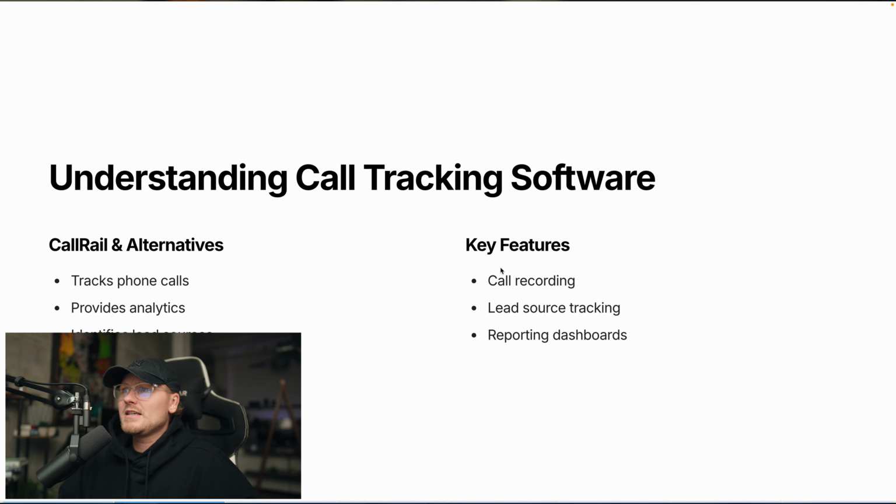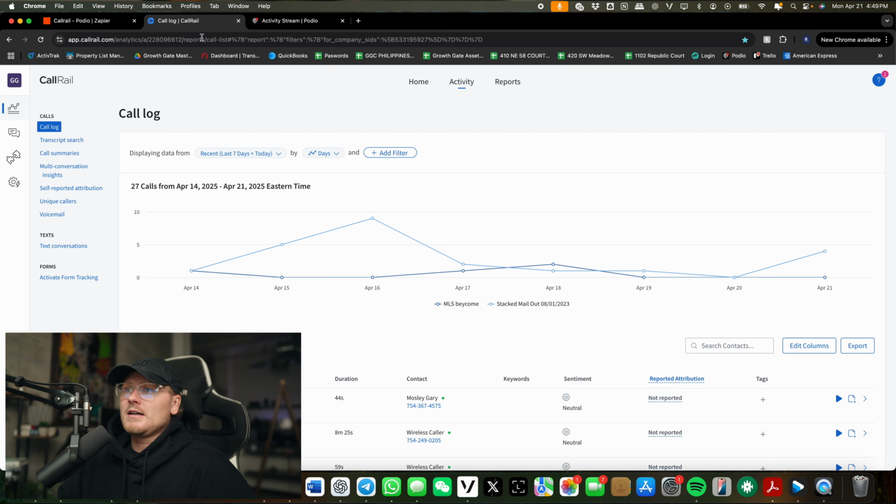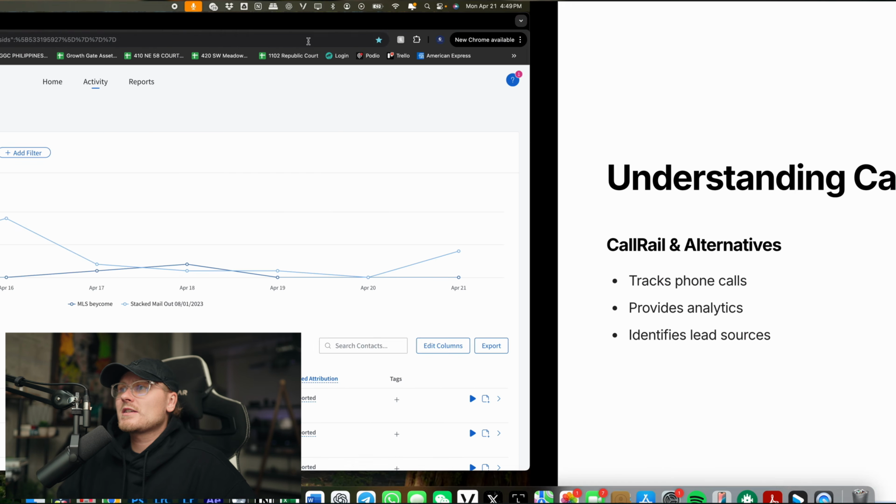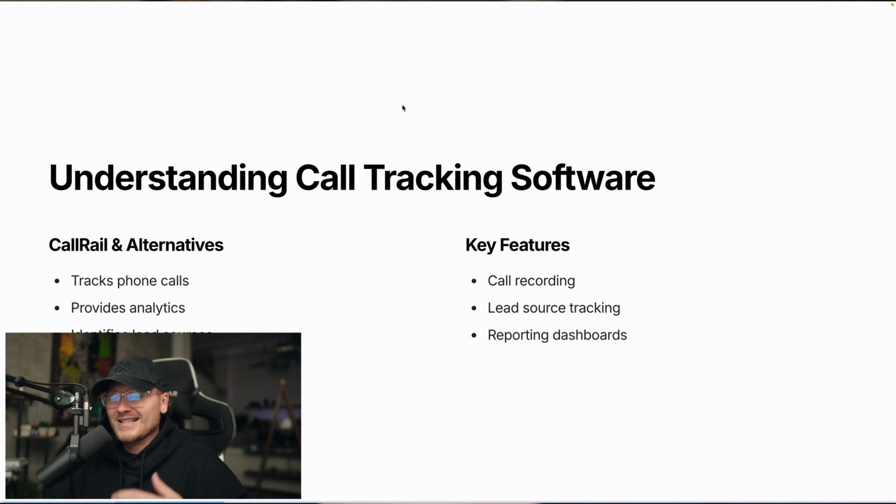Let me list a few key features that CallRail offers. What they pretty much do is track phone calls. You can set up different phone numbers for different marketing leads. And when somebody calls that number, you can set up different call flows. What that would look like is, let's say that you have a mail piece that you are marketing for your real estate wholesaling company.